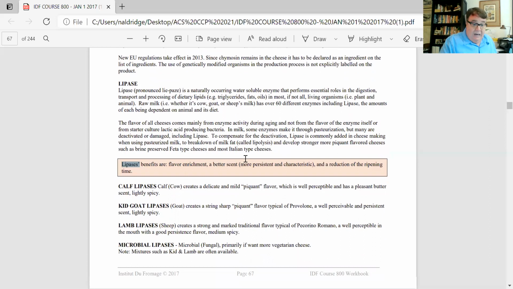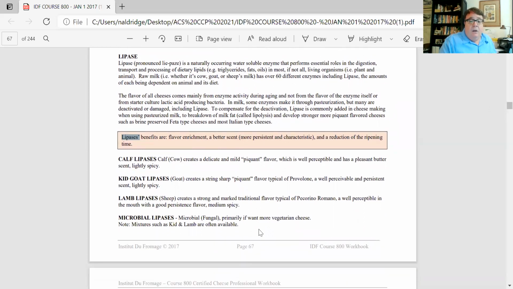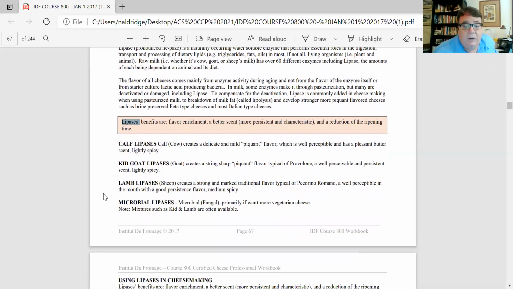All righty, and continuing on with page 67. Now this is lipases, as far as how does it affect the flavor of different milk types? When you see calf, kid, lamb, what they're talking about is how lipases affect different milk types. Cow milk, it's going to add a mild, piquant flavor, which is like pleasant butter. For goat, it's going to be a little bit more of a sharper piquant flavor, more like provolone. And with sheep milk, you're going to get that strong marked flavor like pecorino romano. So that's when thinking about how it affects different milk types. I would definitely know that too.